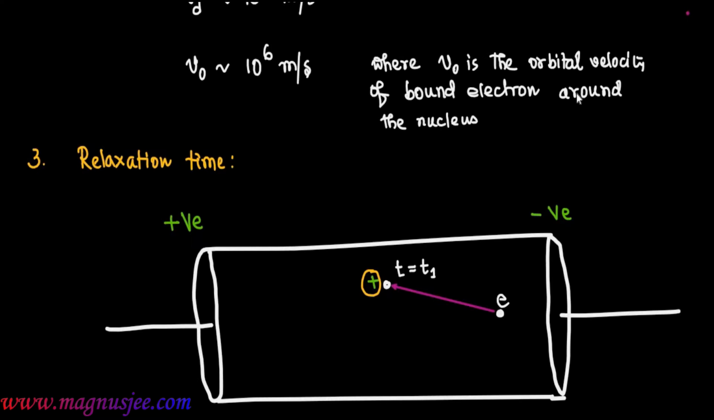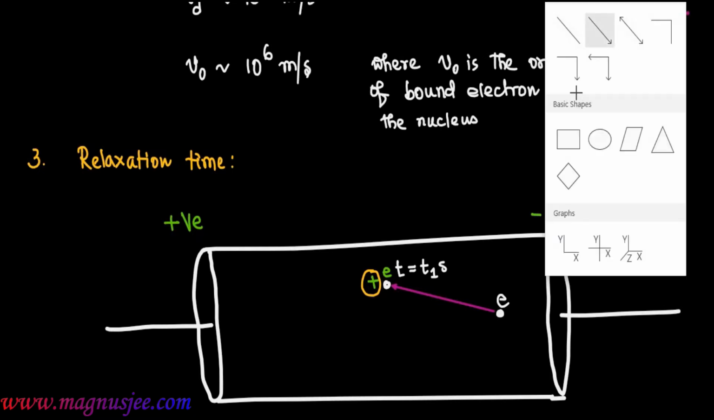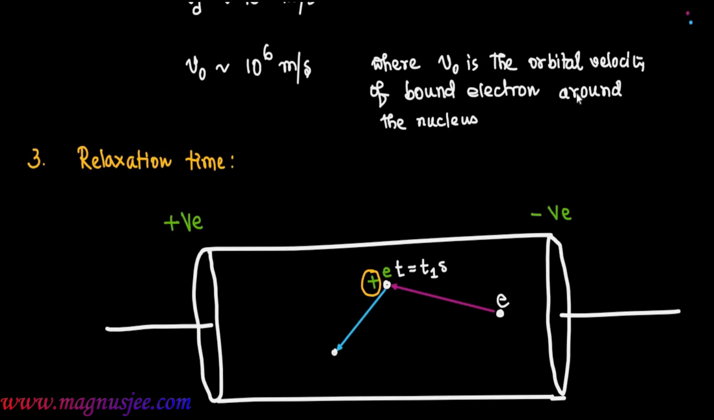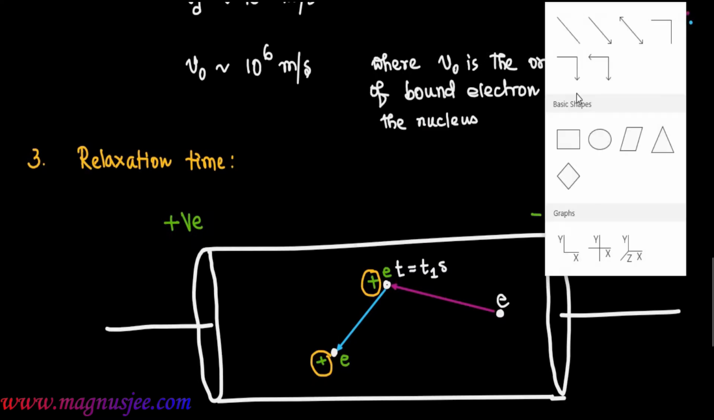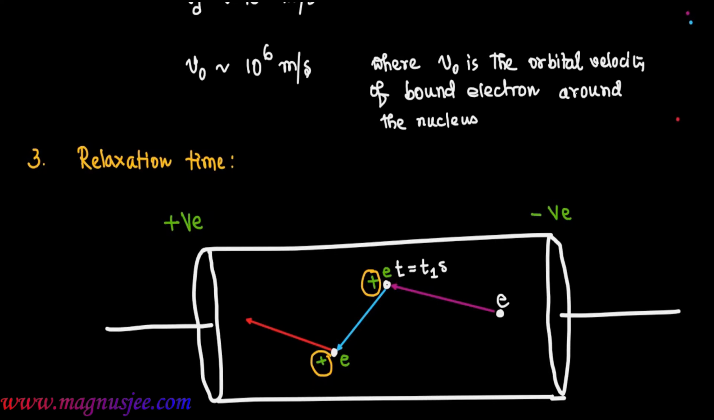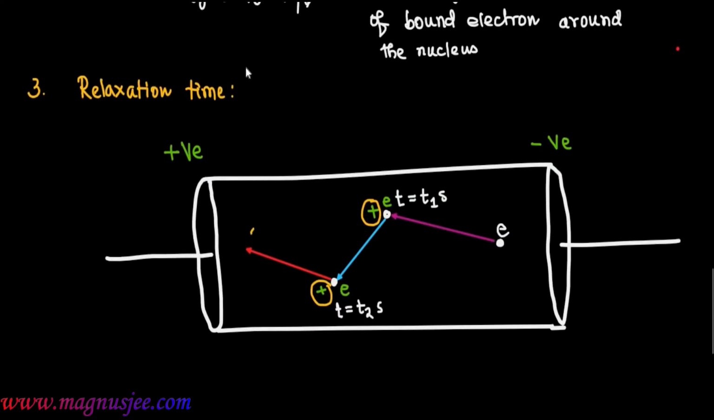This free electron reaches this point at instant t equal t1 second, and it collides with a positive ion of the conductor. It will be deviated along this direction due to the collision, and it will again collide with another positive ion of the conductor at instant t equal t2 second. After the collision, it will be deviated along that direction. Vd is the drift velocity with which free electrons are accelerated towards the positive terminal of the conductor.